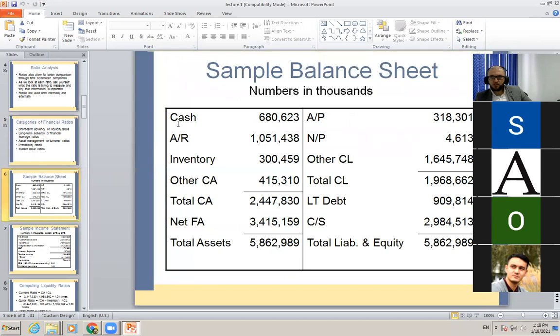So on one side we have assets, on the other side we have liabilities and equity. I will not explain it because you have already taken the accounting courses. You know this balance sheet very well. I don't have to spend time on it, like what cash is and so on. So this is the basic principle of accounting, where assets equal liabilities plus owner's equity.